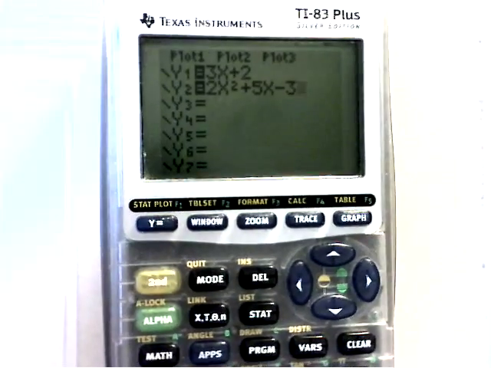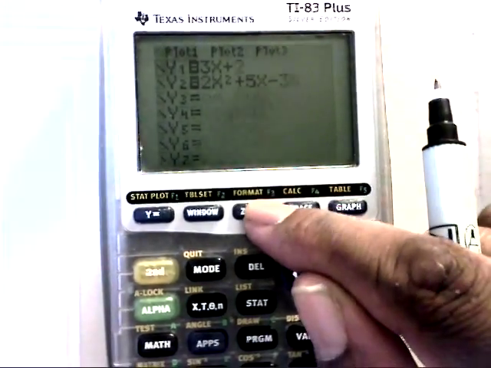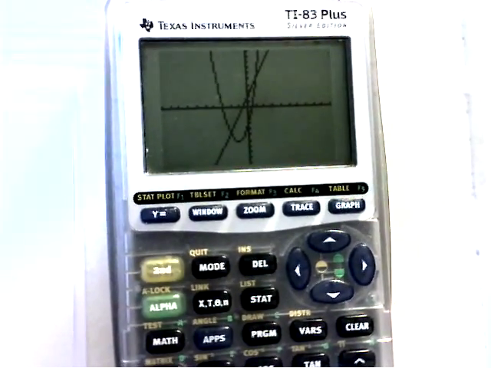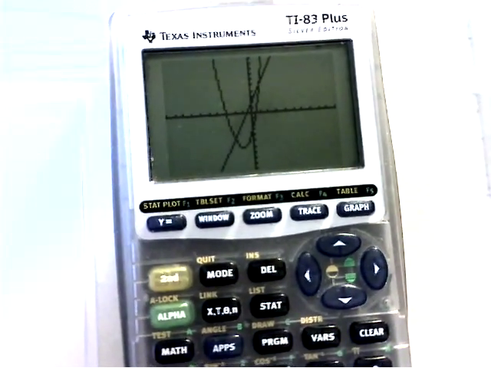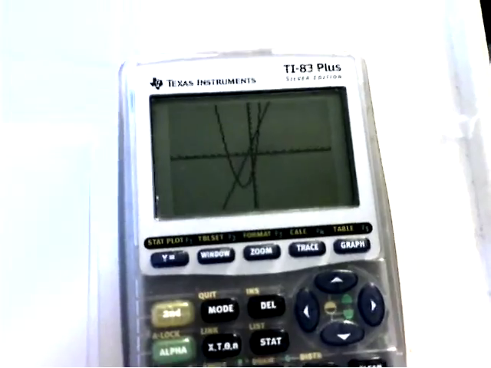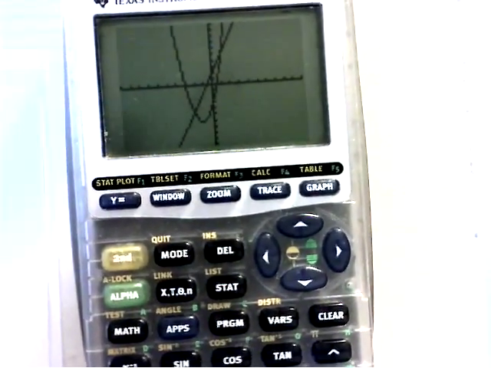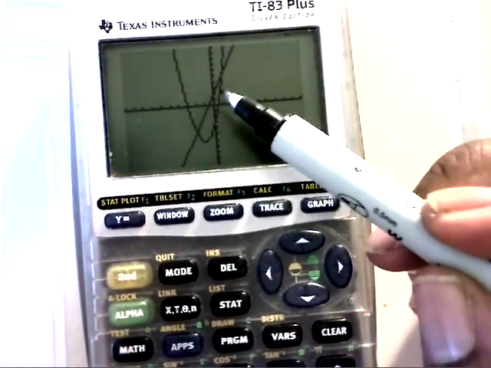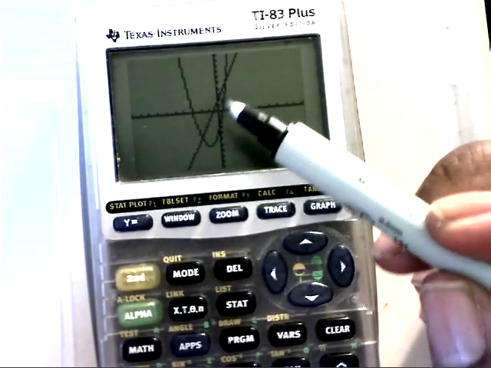Those are my two equations that I will be using. Now here in this case, I'm going to press zoom and then the number 6 to go back to the standard window. Those are my two equations, the line and the parabola, or the graph of the curve. Now, that line and that parabola intersect at two different places. So I want to find out where these lines intersect.